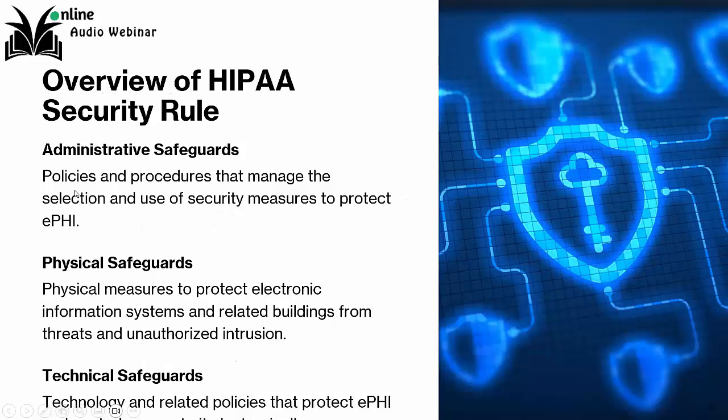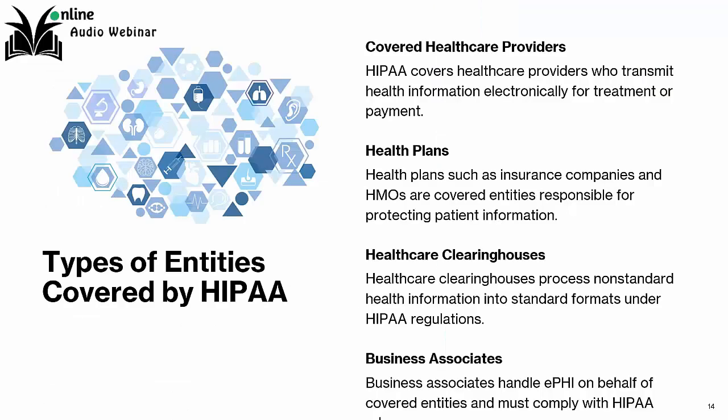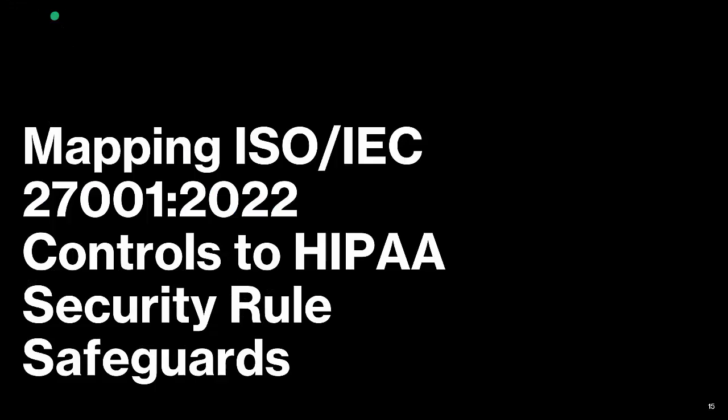The three main areas are administrative safeguards, physical safeguards, exactly how you protect the electronic information systems or related buildings from threats and unauthorized access, and technical safeguards, technology-related policies that protect people. So HIPAA covers healthcare providers who transmit health information electronically for treatment or payment. So now we're going to talk a little bit about how to map these controls.